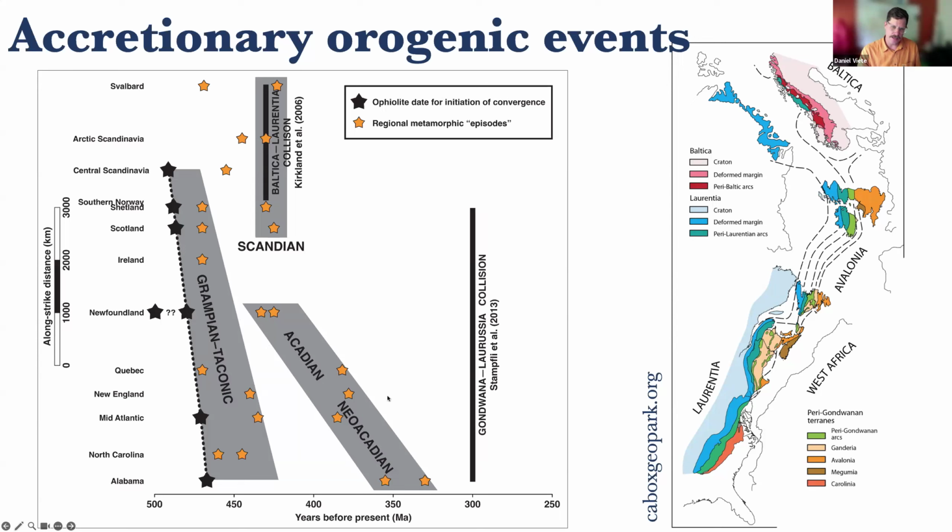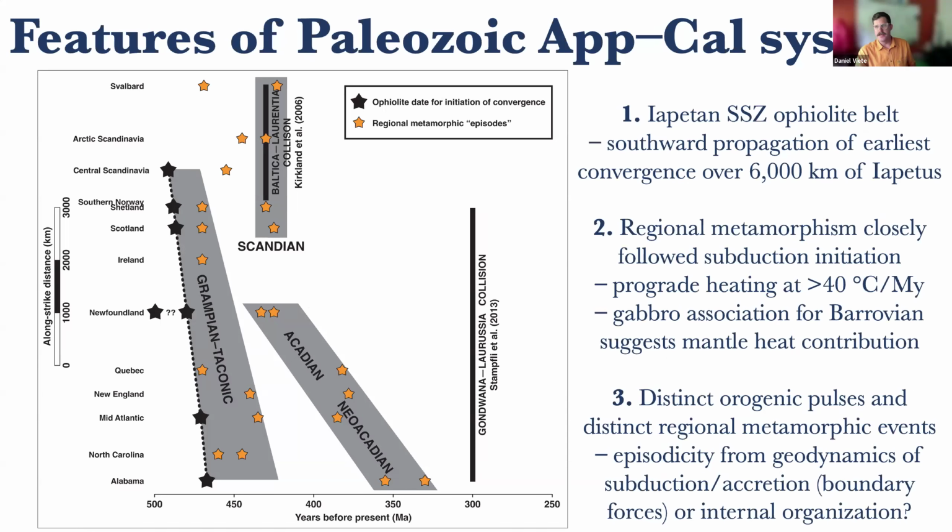And then there is a later Acadian, Neo-Acadian event, which I've taken the liberty of stretching further south into the southern Appalachians, but is defined in the north. So what do we have here? We have some features that we've constrained of the Paleozoic Appalachian Caledonian system.